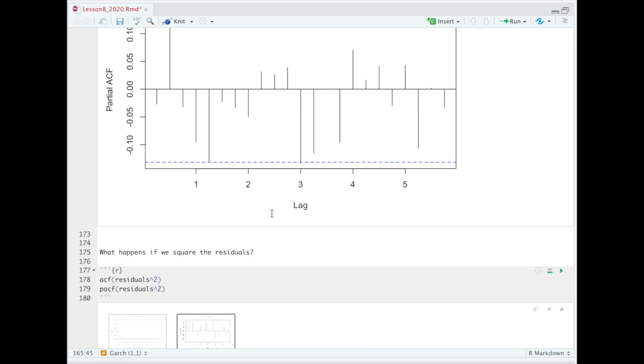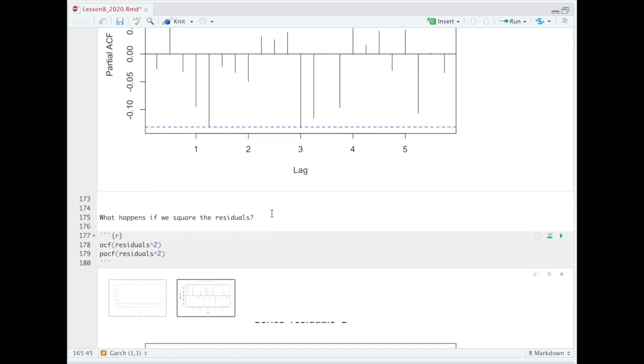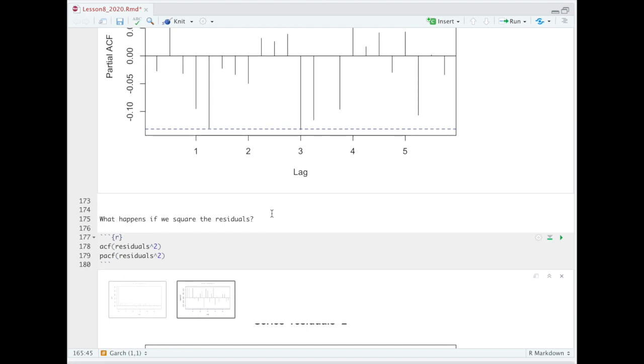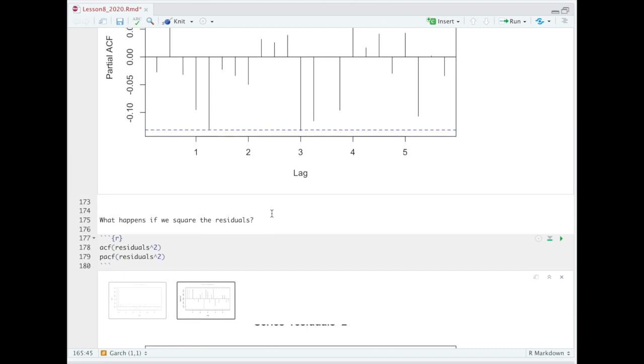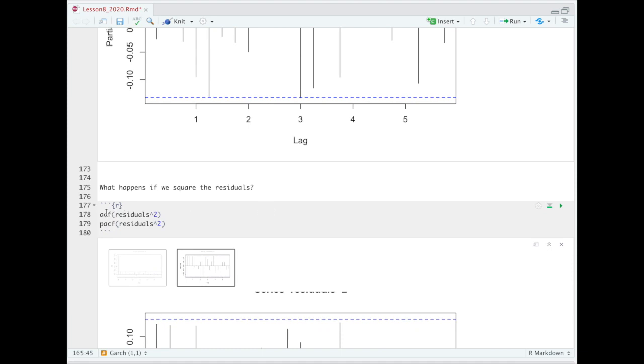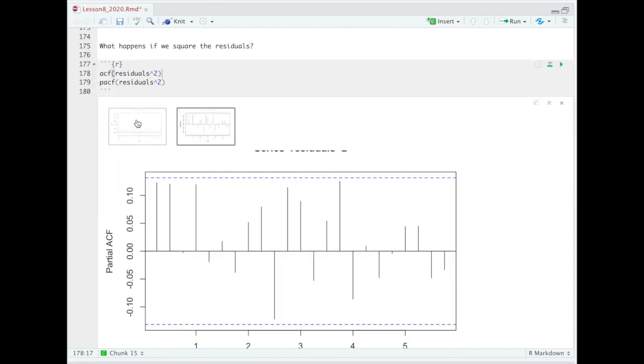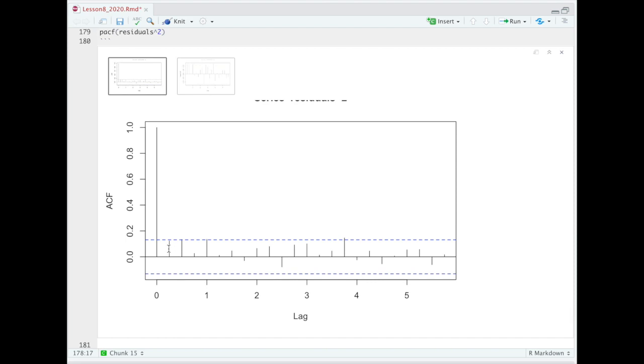But what happens if we square the residuals, which is typically what we want to do to verify if there is something with respect to volatility, so to observe if there is some sort of heteroscedasticity in our data? So we can have the ACF of the squared residuals and the PACF. If we do that, we discover something. We see that for the ACF, some lags, definitely a number of lags larger than before, are very close to being significant.